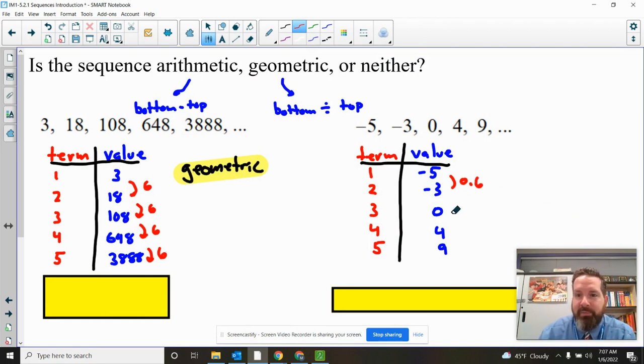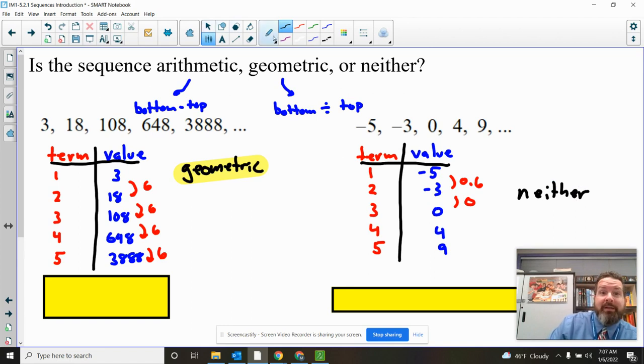For the next one, to go from -3 to 0, well, if you get 0 as a result, that means you multiplied by 0. These are not the same multiplier. Therefore, this is not a geometric sequence either. So if it's not arithmetic, and if it's not geometric, then it's got to be neither.